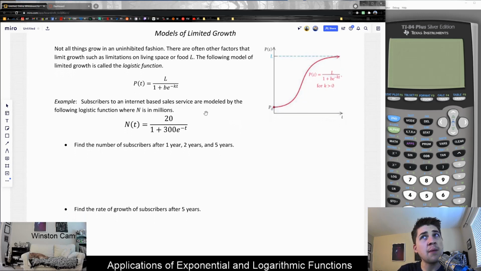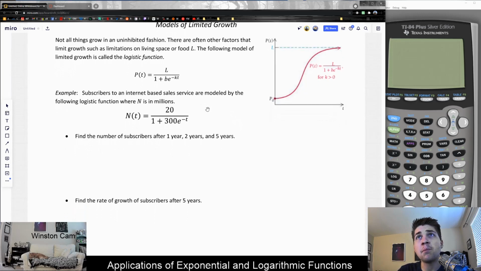It says subscribers to an internet-based sales service are modeled by the following logistic function, where n is in millions: 20 divided by 1 plus 300 e to the minus t. Also, I forgot to mention k. You can have a growth rate dependent on k, which will affect the speed at which it grows. Here there is no k, which indicates a 100% growth rate, or 1, which would be quite rapid.